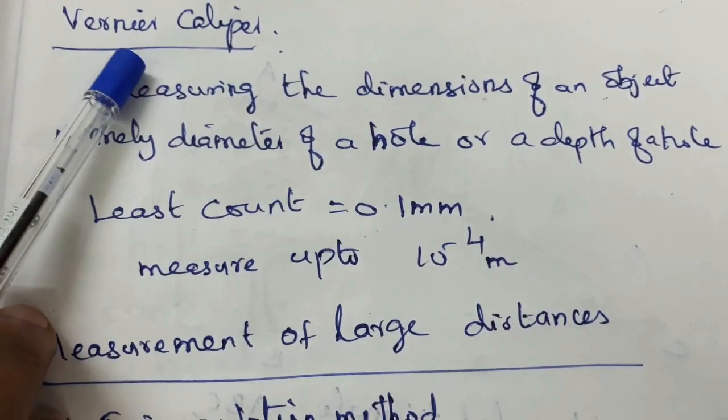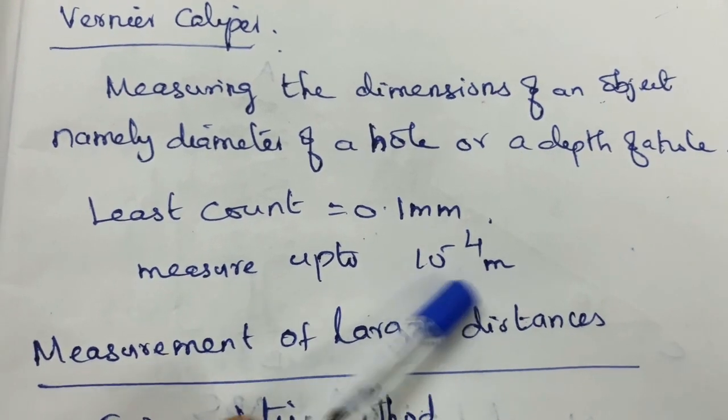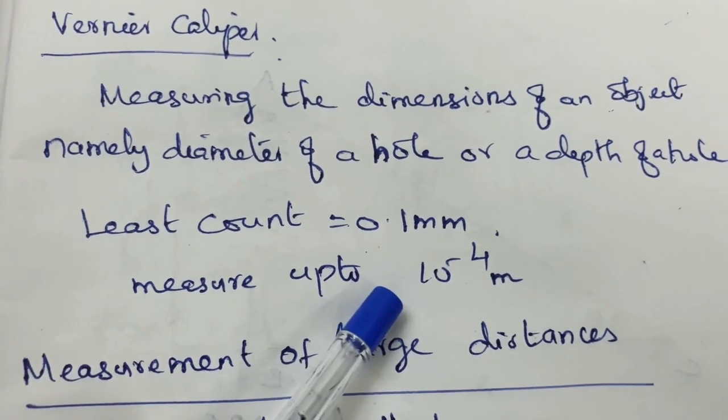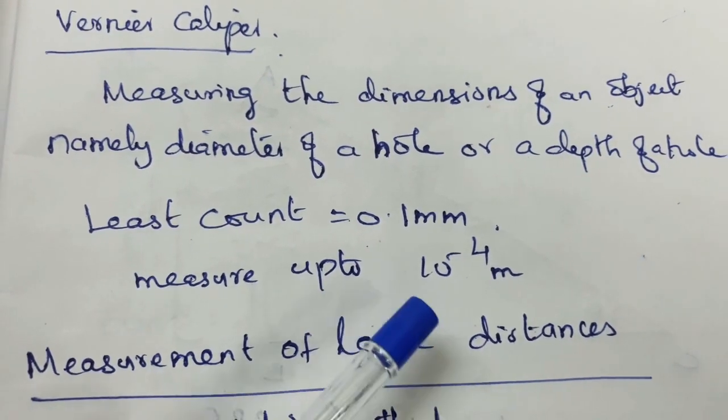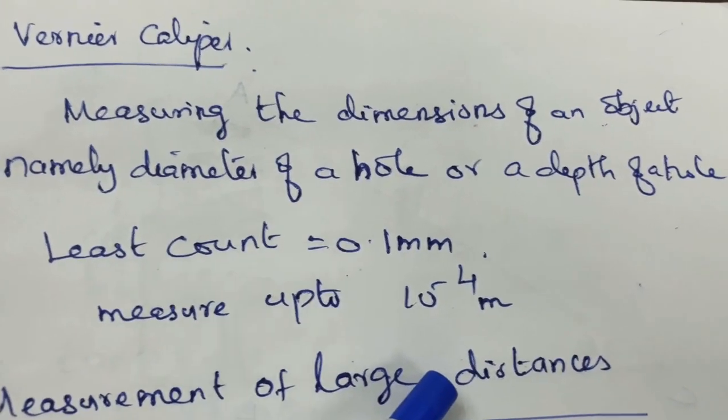Using this vernier caliper, we can measure distances up to 10 power minus 4 meter. Using a meter scale, 10 power minus 3 meter. Using a vernier caliper, 10 power minus 4 meter. Using a screw gauge, 10 power minus 5 meter.